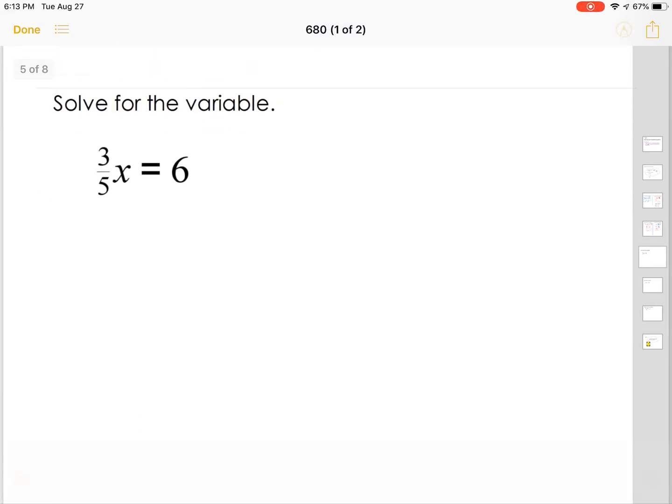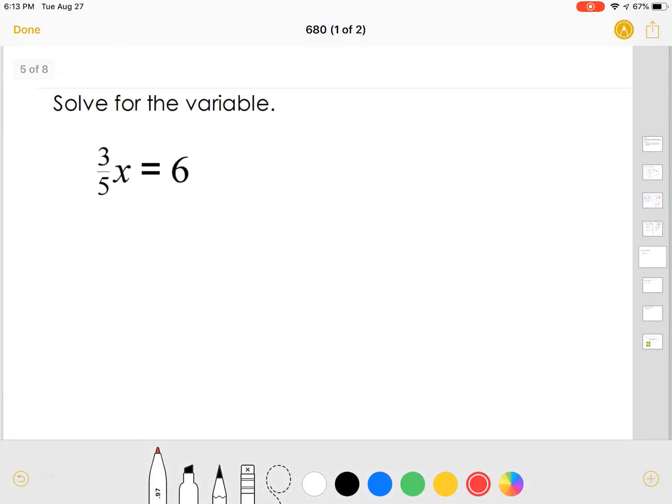All right. Here we have a couple different things going on. So we have 3/5 times x equals 6. So here's another one where there are a couple different things you can do. If I'm looking at 3/5, right, this fraction, I could multiply by the reciprocal, or I could break it up. So let's break it up.